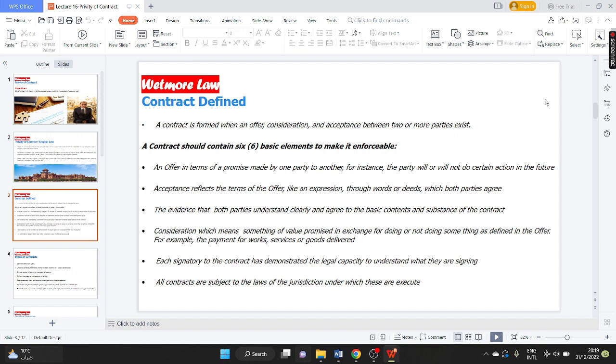Each signatory to the contract has demonstrated the legal capacity to understand what they are signing. All contracts are subject to the laws of the jurisdiction under which these are executed.